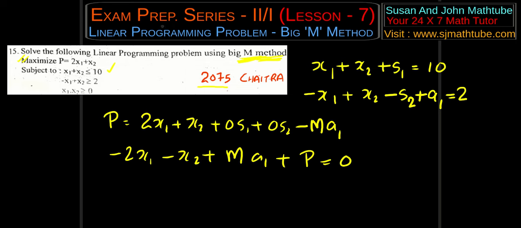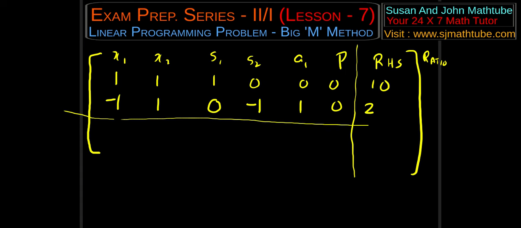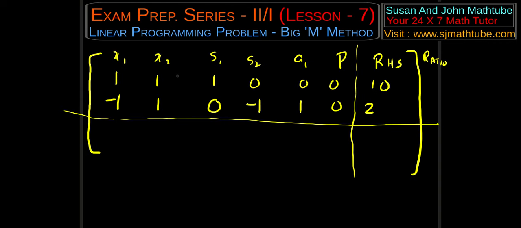Now minus 1 1, so it's minus 1 1. This of course is 0, this of course is minus 1, so it will be 1, so 0, and the right side is 2. Now our separator and the objective function, minus 2 minus 1 m. So minus 2 minus 1 0 0, of course m, and 1 and 0.